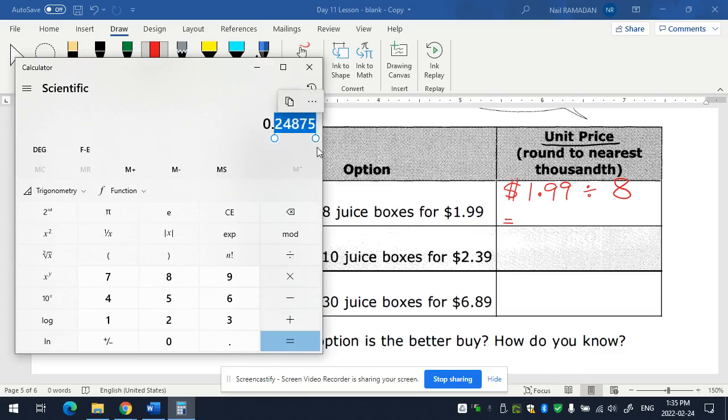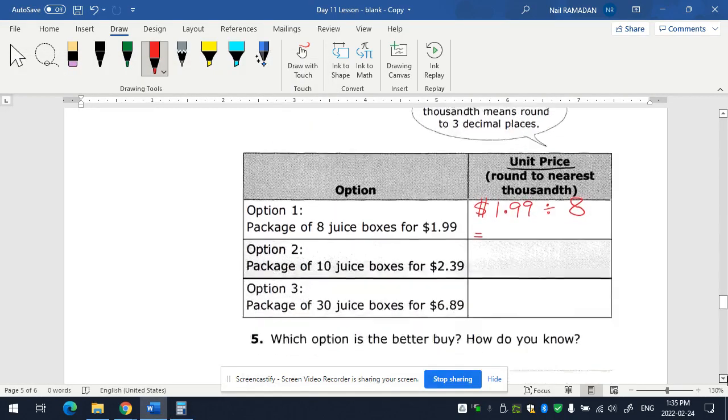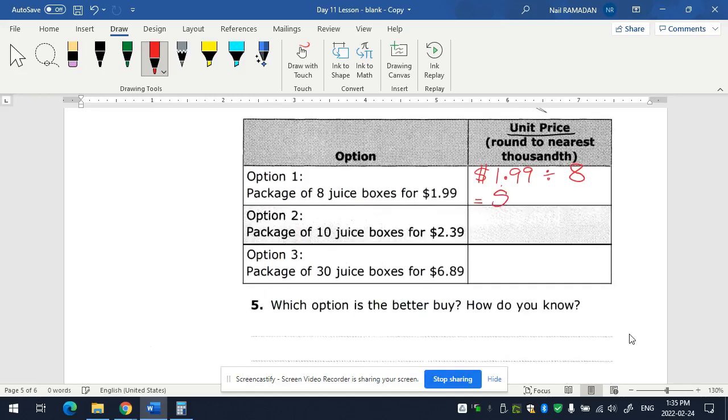So obviously, the first thing, we're gonna cut it right here. Should this stay as 0.24 or go up to 0.25? Yes, because the 8 rounds the 4 up to 5. So that means it will be 0.25. Or how many cents would that be? 25 cents. So if you buy this package of 8 juice boxes, you're really paying 25 cents per one single juice box.